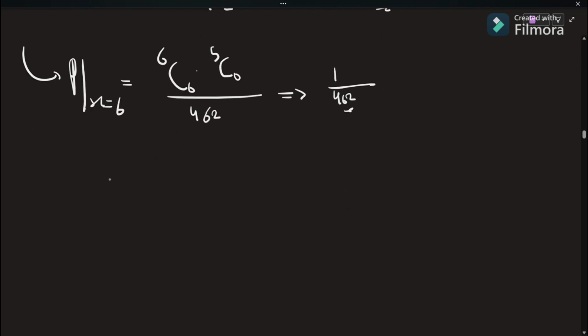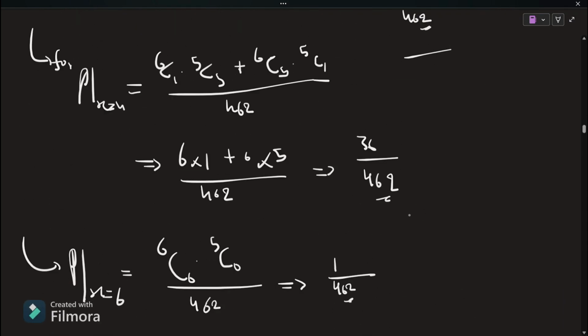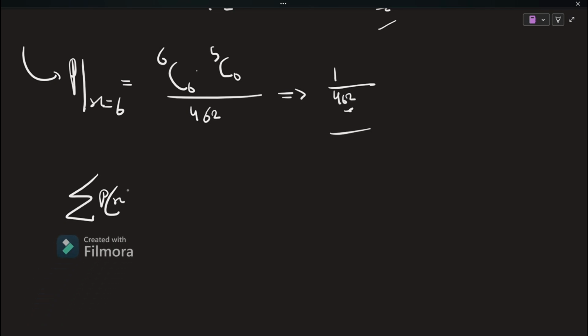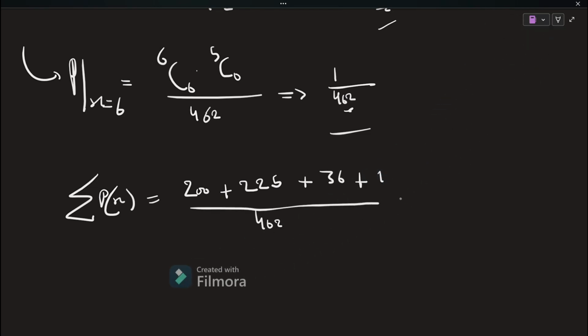Now the total probability, the summation of P of X, is the X equals 0 one, this one and also this one: 200, 225, 36 plus 1, all by 462. So when we add all the values, numerator and denominator are equal, and we find 1. So we are in the right direction because the distribution is correct. It comes to 1.